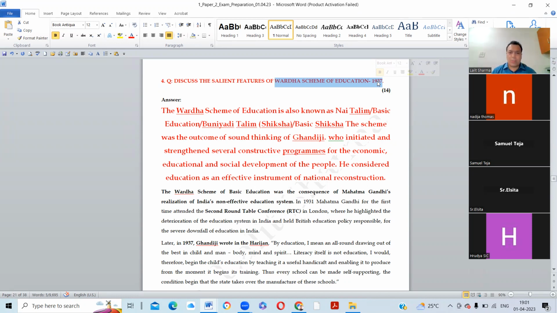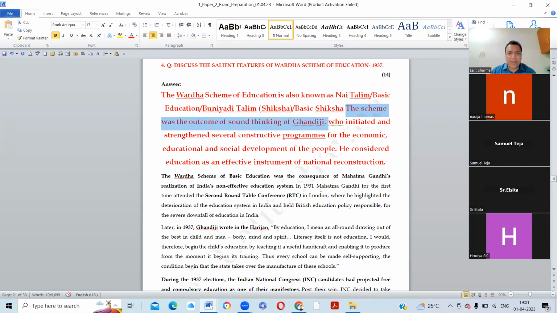This scheme was the outcome of the sound thinking of Gandhiji, who initiated and strengthened several constructive programs for the economic, educational, and social development of the people. He considered education as an effective instrument of national reconstruction, right?